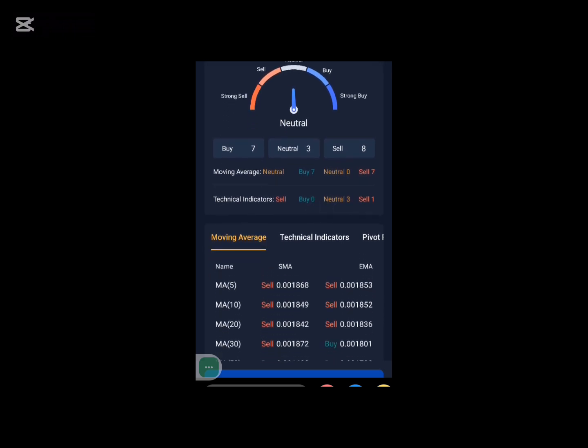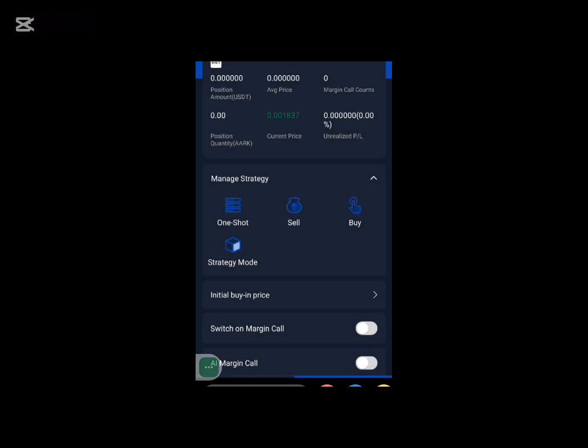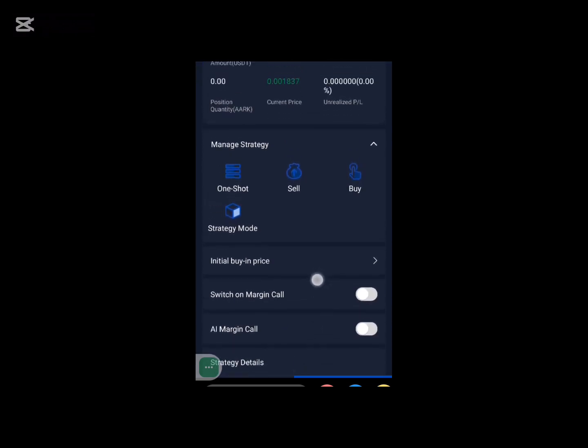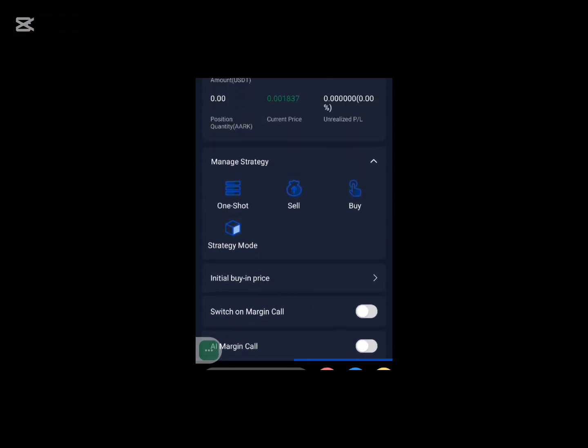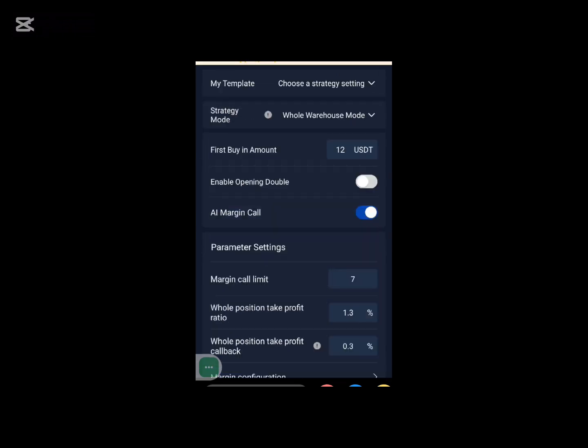After you have done that, click on create. You can see this is create. I want to create this coin. Don't click activate; click on trade setting. After trade setting, come to manually create. Manually create, you can see warehouse mode.